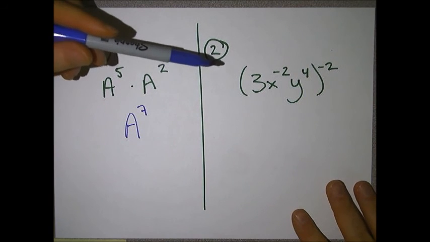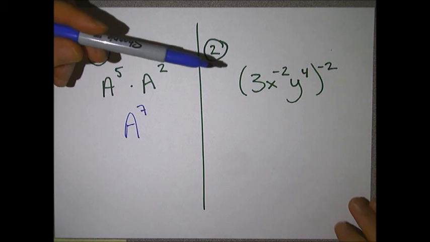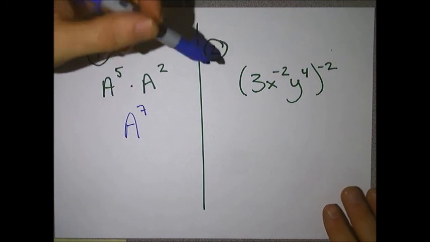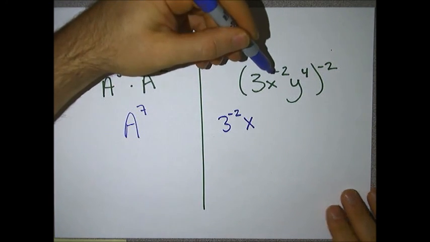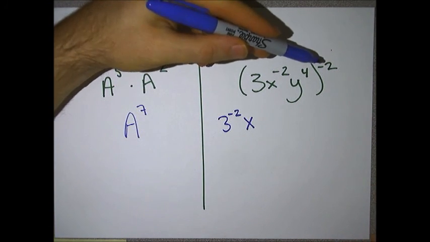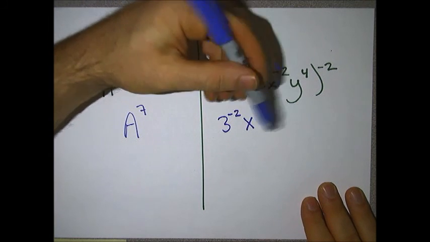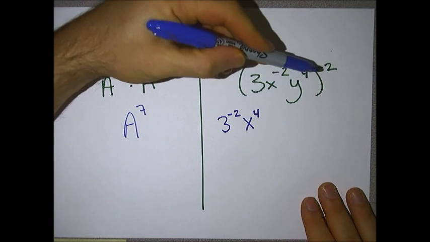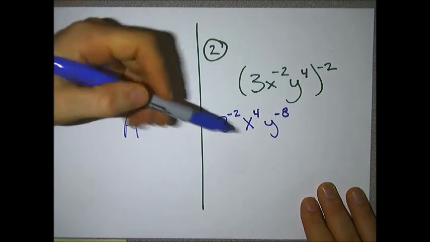In the second one, you have a bunch of stuff in parentheses and you want to raise the stuff in parentheses to a power. Everything in the parentheses is going to raise to the negative 2 power. So this is 3 to the negative 2, x to the, when you go power to power, you multiply. So negative 2 times negative 2 is a positive 4. And this is y to the fourth. So 4, and then times negative 2 is a negative 8. So that's like our middle step.